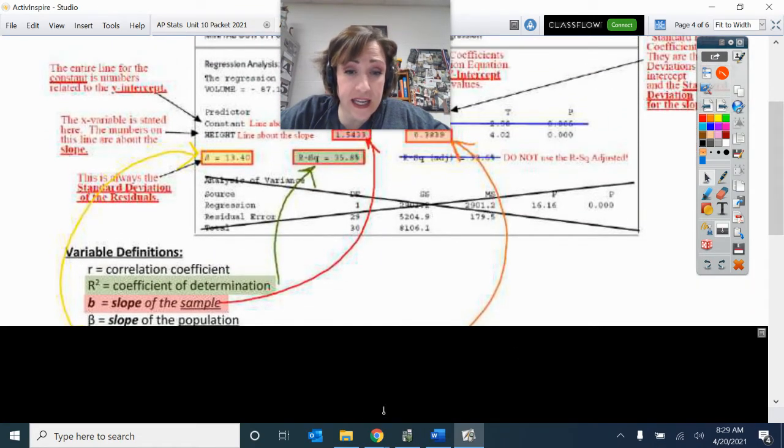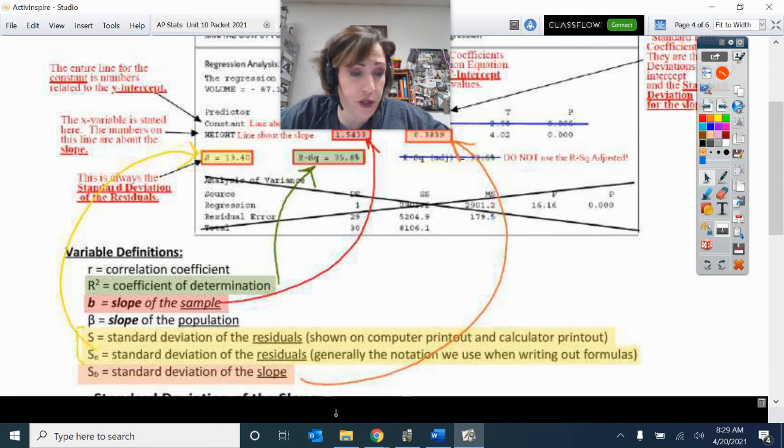Now, I have defined some variables for you that we need to know. So we know R and R squared. We're familiar with that. And I already told you in the previous video that little b is the slope of the sample. Beta is not on here because that's what we are hypothesizing about. So beta is the slope of the population. But let's take a look at these things here.